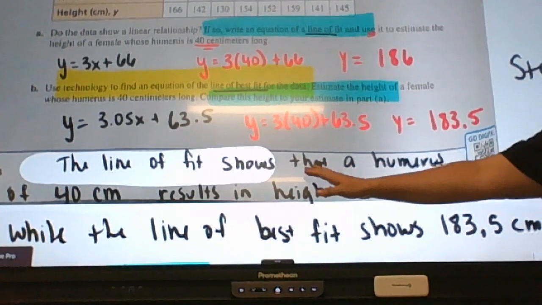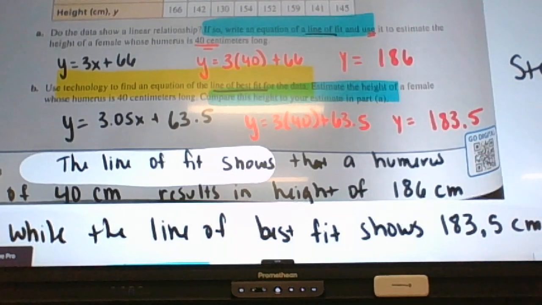So the line of fit shows that a humerus of, actually I think we're in the last 10 minutes now. A humerus of 40 centimeters results in a height of 186, while the line of best fit shows 183.5. And that's the lesson today, being able to do it by hand, being able to do it with technology, and then be able to make comparisons about it.